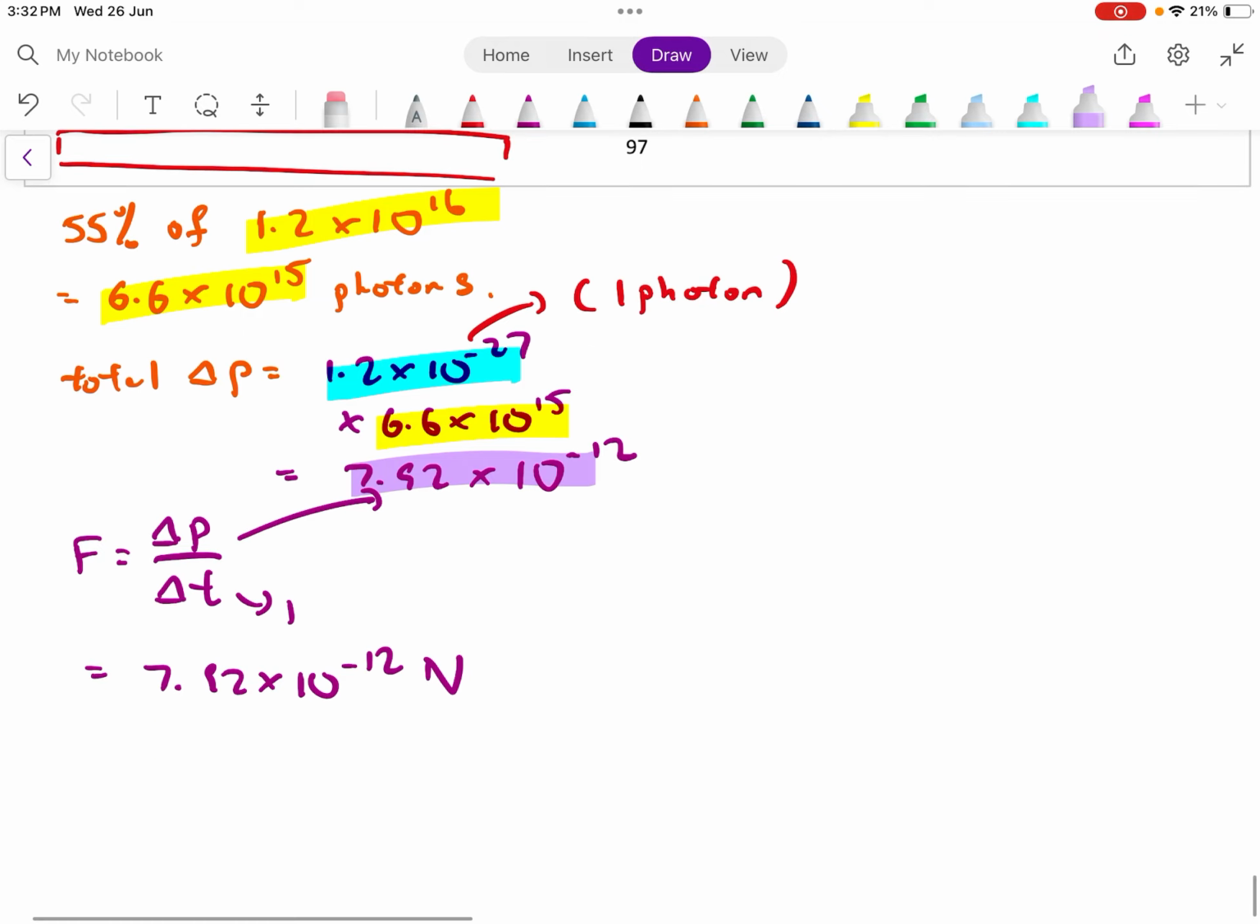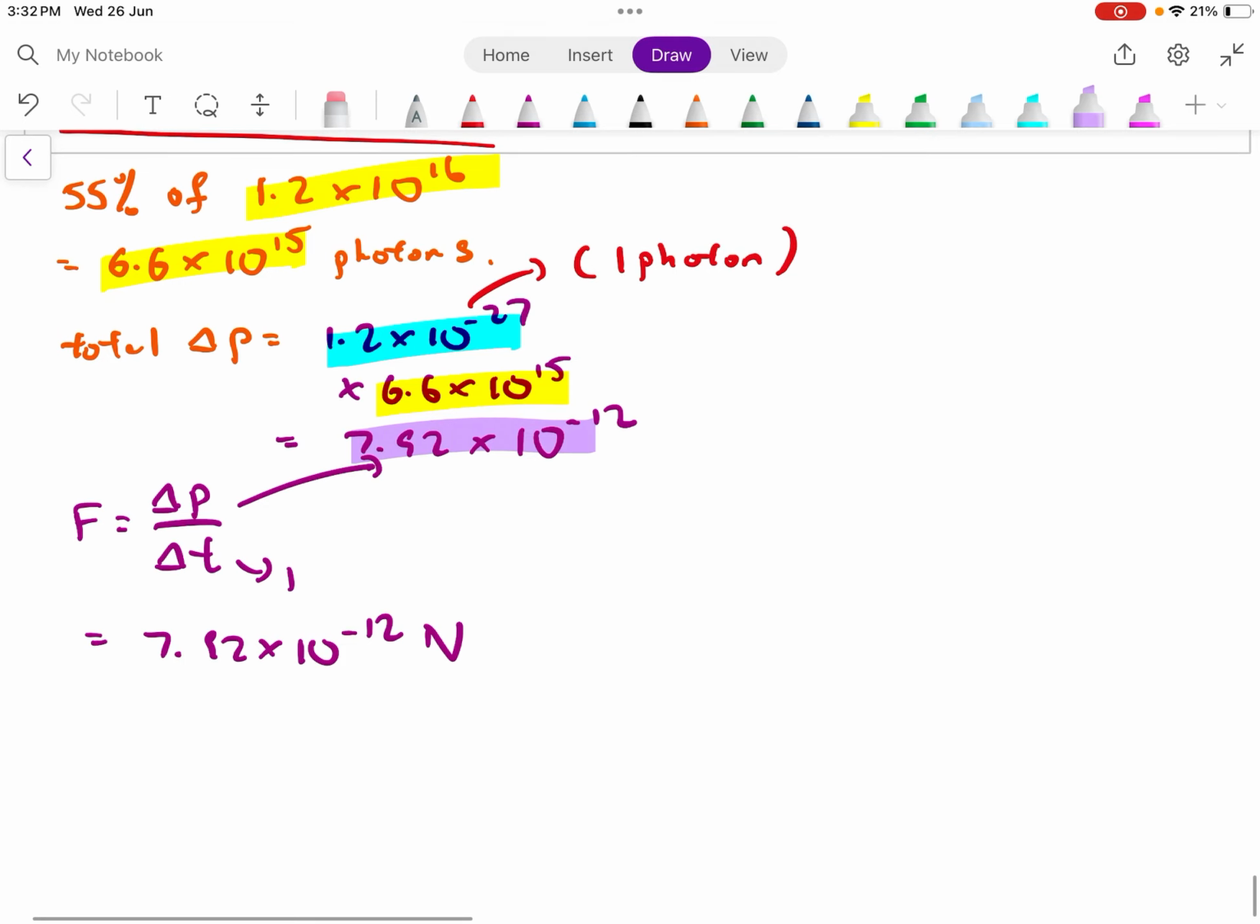Okay, now the final component already. So the force, remember the force. How to calculate the force? You simply just use delta P divided by delta T. Back to dynamics and your forces. So change in momentum is 7.92 times 10 negative 12 divided by 1 second, because we are only interested in the 1 second. So the force exerted by the 55% of the photons is given to be 7.92 times 10 to the power negative 12 Newton. So that is for the 55%.